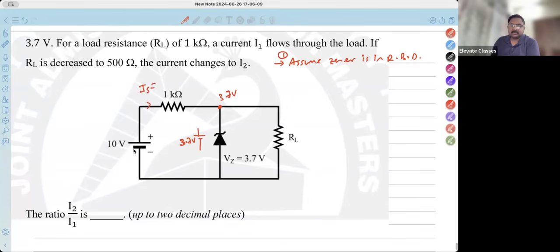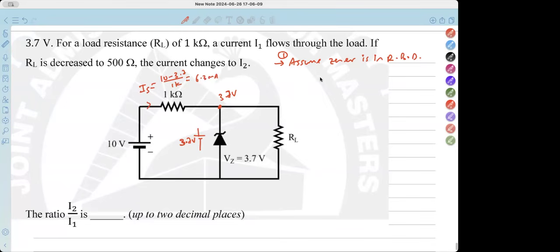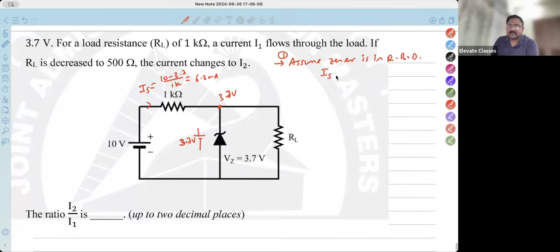IS. This is 10 volts, this is 3.7, this is 1K. So (10 minus 3.7) upon 1K. What is (10 minus 3.7) upon 1K? It should be 6.3 milliamps. Yes, very good. So IS, the source current, is 6.3 milliamps. Okay? First thing we have found out.